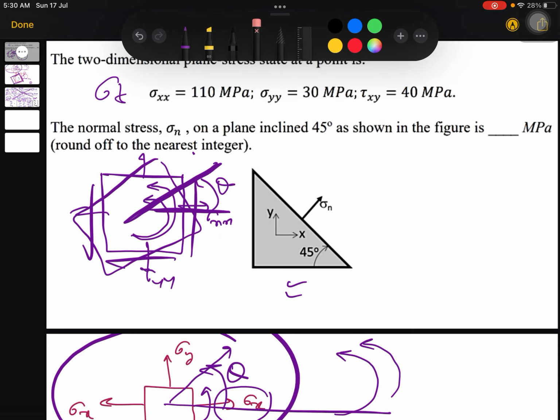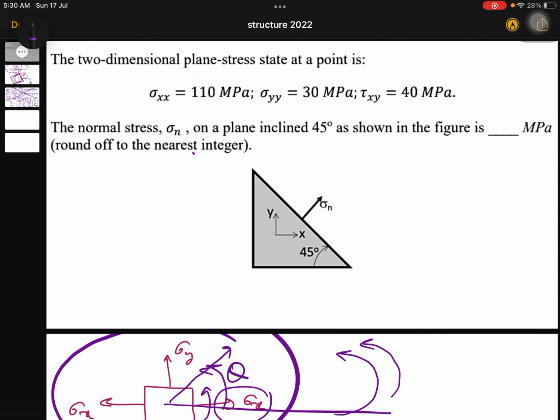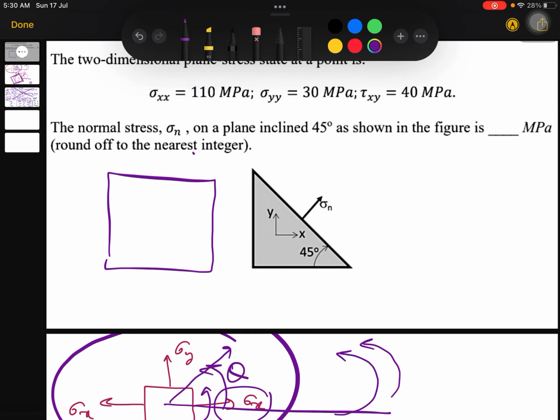The same concept will apply if you do not tilt the element, but instead find an inclined plane in the same element. This is the initial position of the element. Now you just make a cut like this, and this cut is at the same angle at which you were tilting the element. Either you tilt the element or you find a plane which is parallel to the tilted one. They both will experience the same effect. That is the main idea.